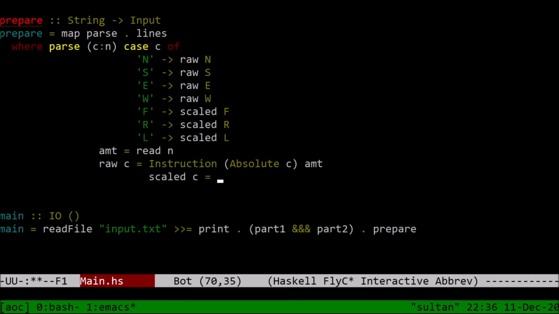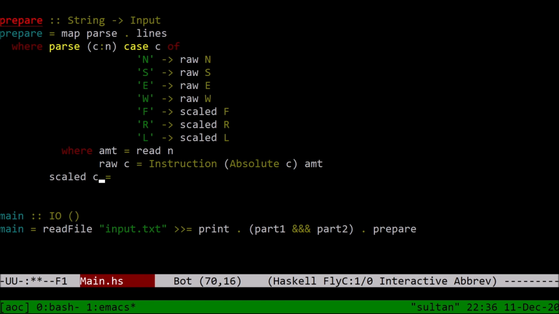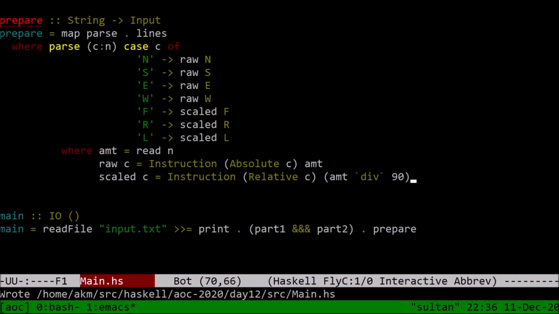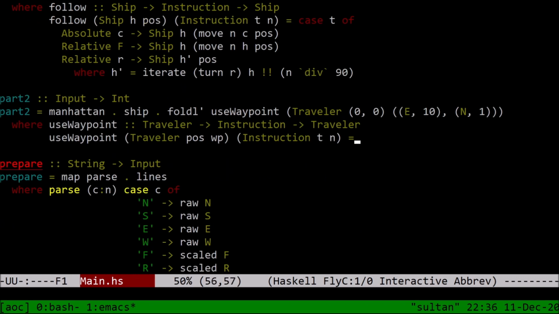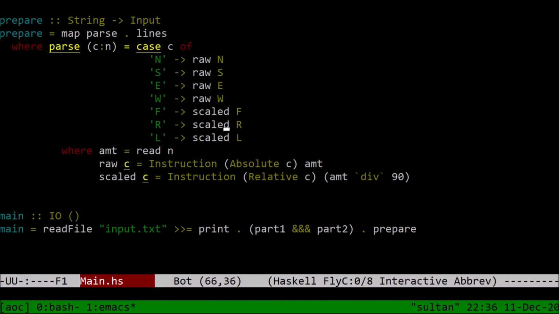And scaled C equals. I want to go there. Oh, these are indented wrong, that's why. I guess this needs a where to be specific. There we go. Instruction relative C of amount div by 90. Why you no parse? Oh, because I haven't fixed this. Actually, dividing this by 90 is wrong. The program is broken now.